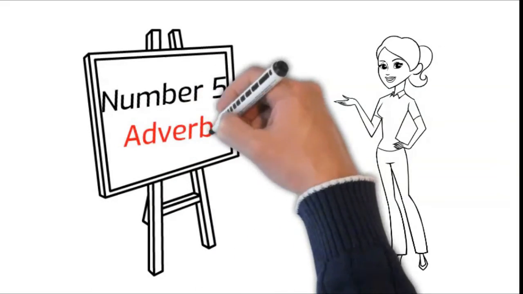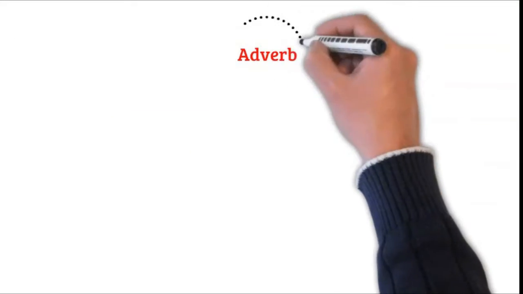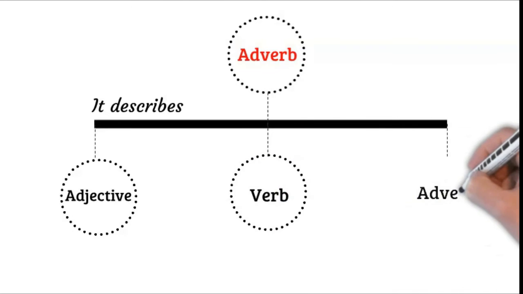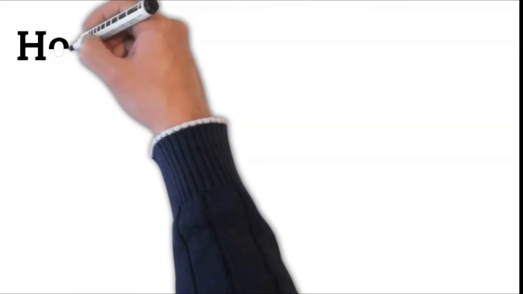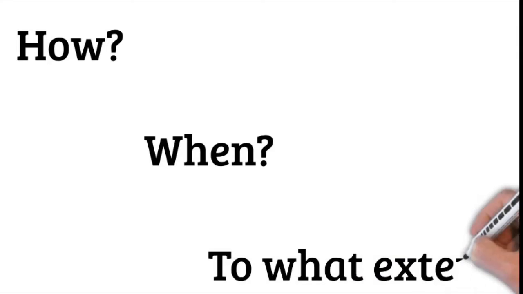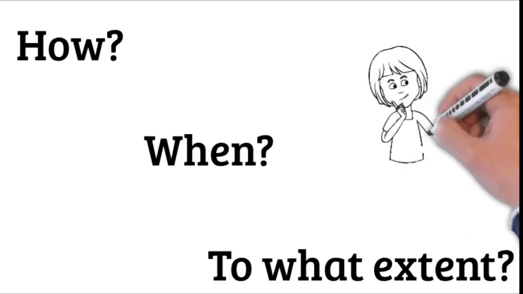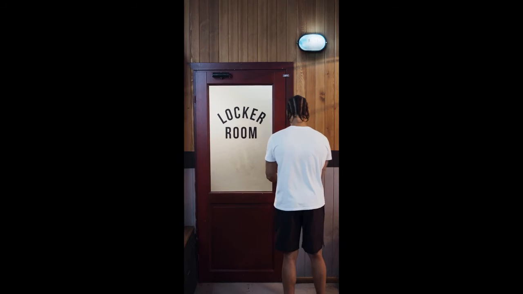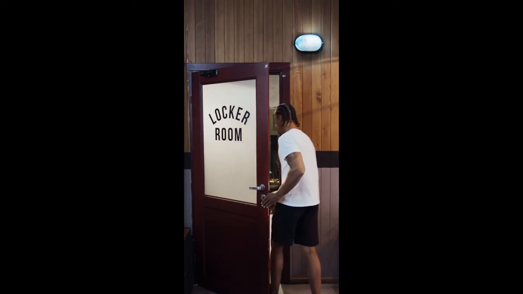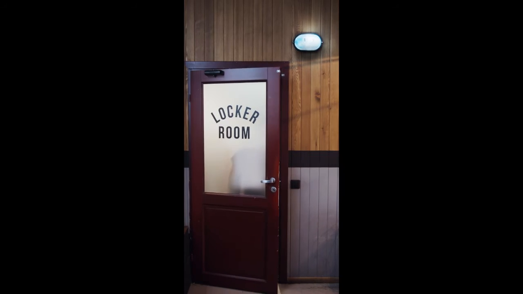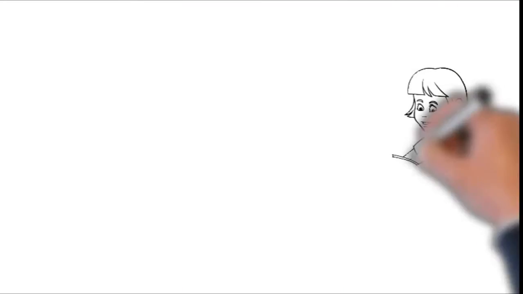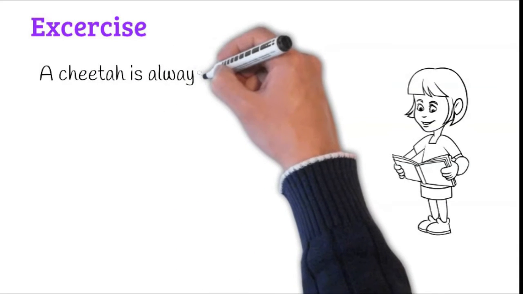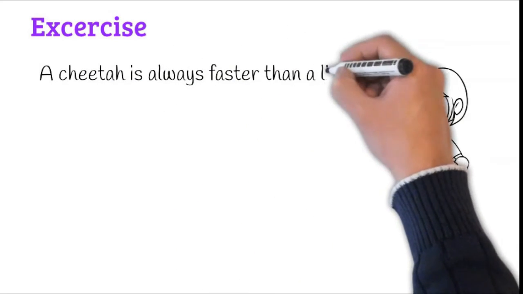Number 5. Adverbs. An adverb is a word that describes an adjective, a verb, or another adverb. It could answer the question of how, when, or to what extent. I entered the room quietly. Quietly is describing how you entered the room. Identify the adverbs in the following sentence and comment below the answer. A cheetah is always faster than a lion.